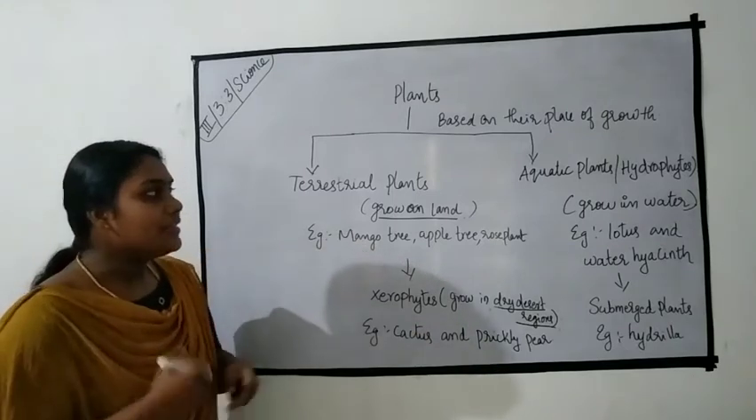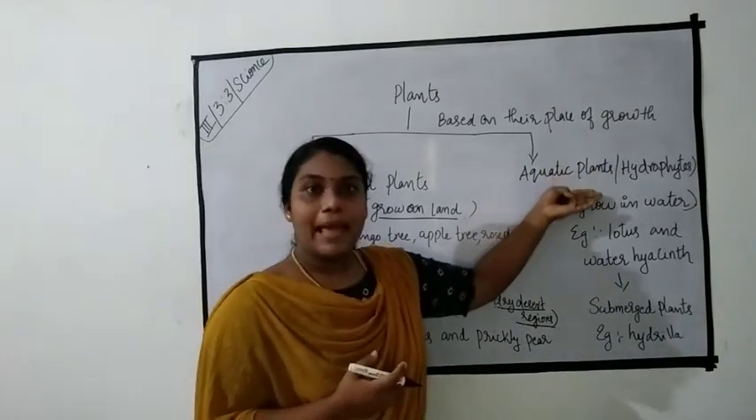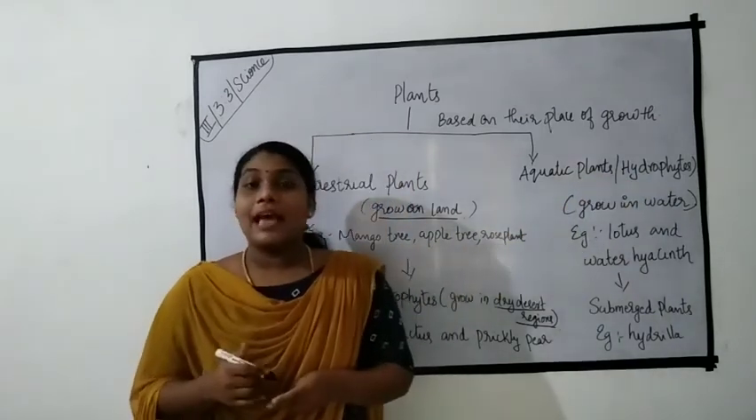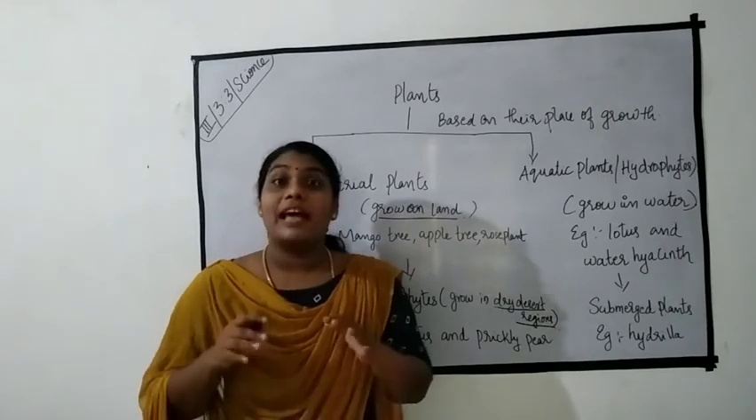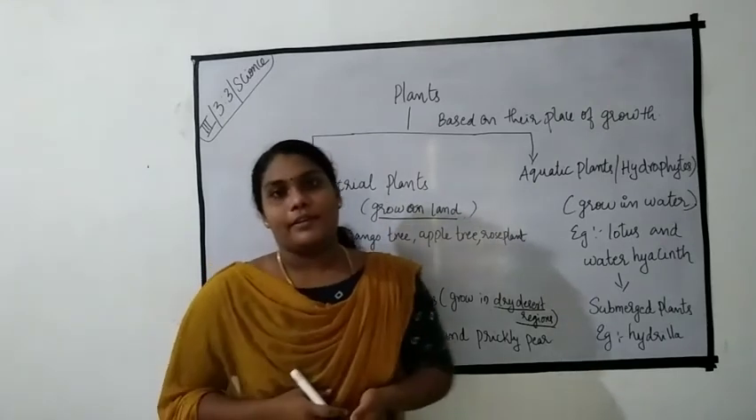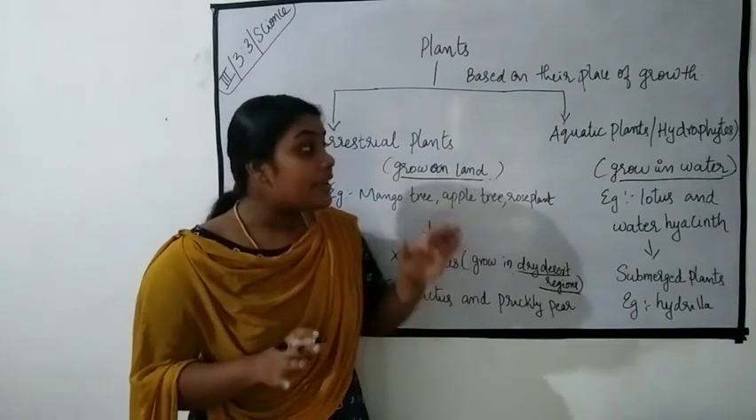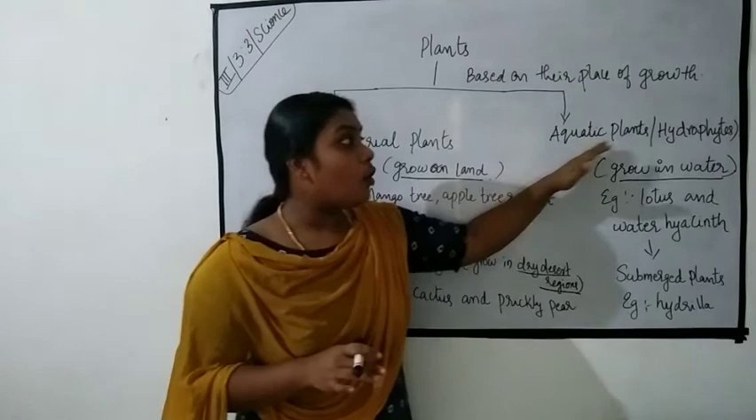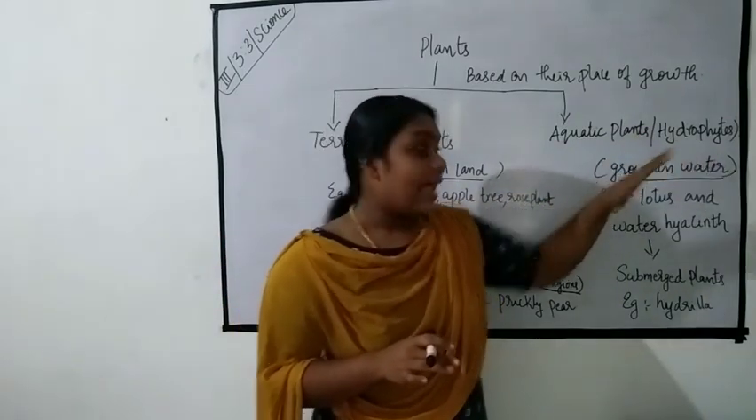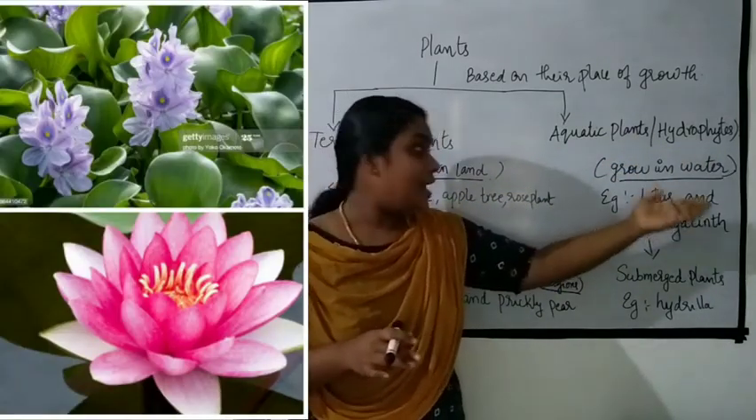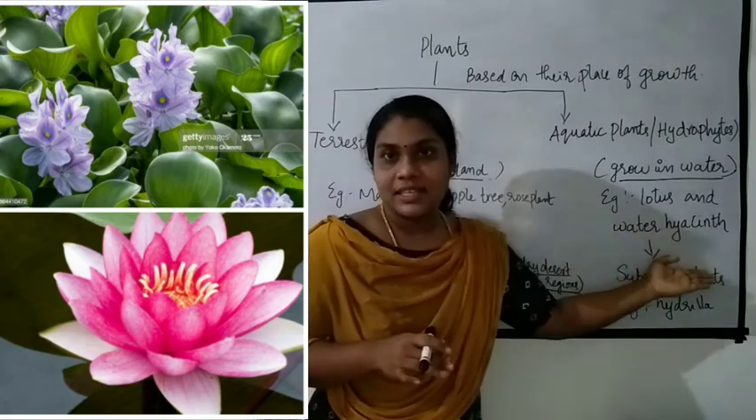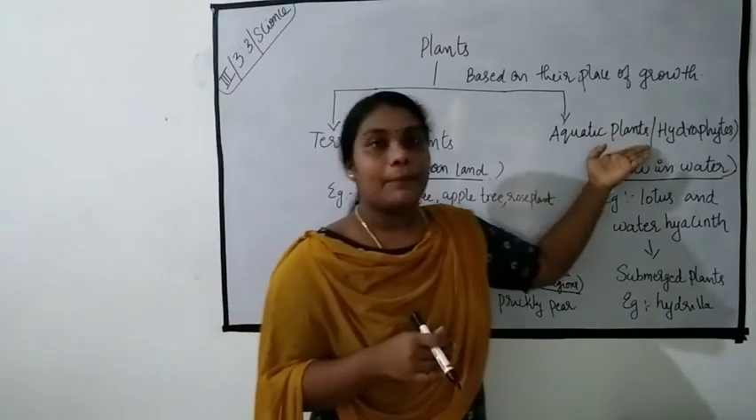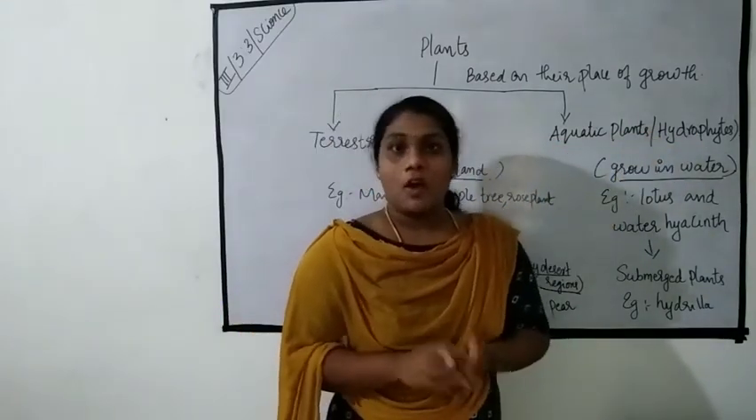Okay students, the next is aquatic plants or hydrophytes. What is meant by aquatic plants? Aquatic plants means plants that grow in water. Plants that grow in water are called aquatic plants or hydrophytes. Examples are lotus and water hyacinth or water lily. These are the examples for aquatic plants or hydrophytes. All of you clear?